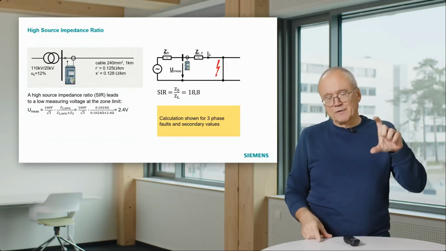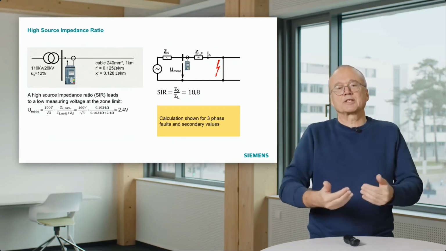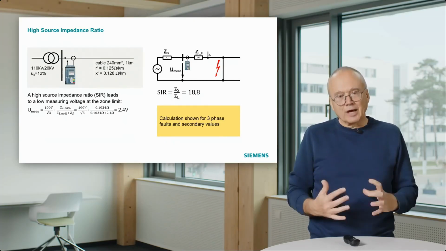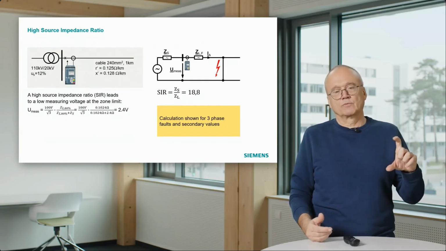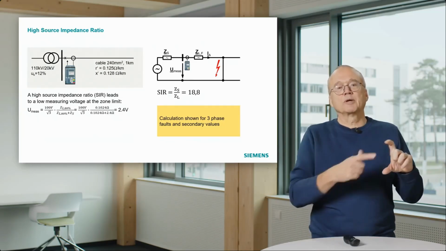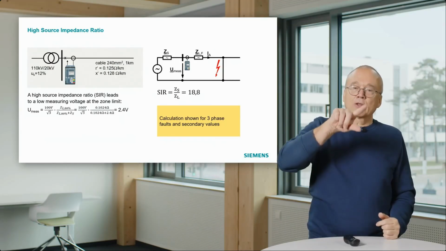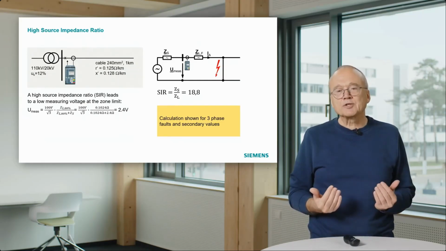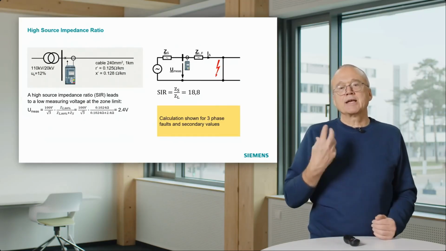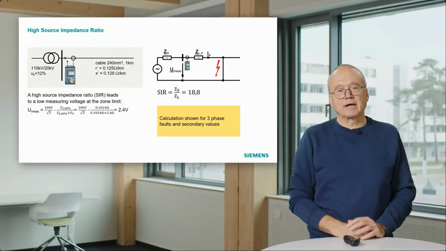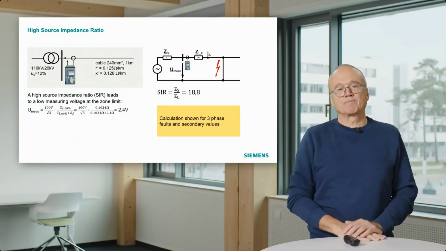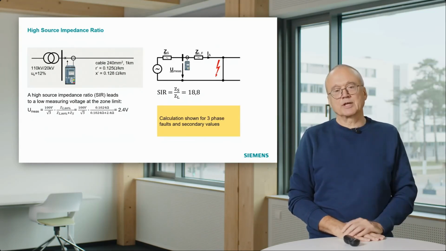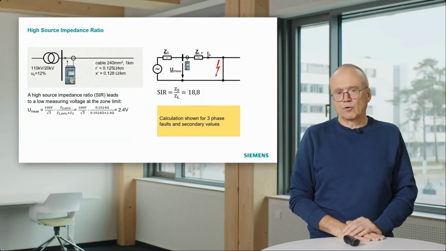You see we have a driving voltage, and we can set up this circuit just in secondary values. In secondary values, the driving voltage is 100 volt, which is the secondary voltage of our voltage transformer, divided by square root of 3. And then behind this voltage source, we have just a voltage divider. That means the voltage our relay measures is the impedance of this piece of line divided by the sum of the two impedances. And if we calculate that, we get a result in our example of 2.4 volts.